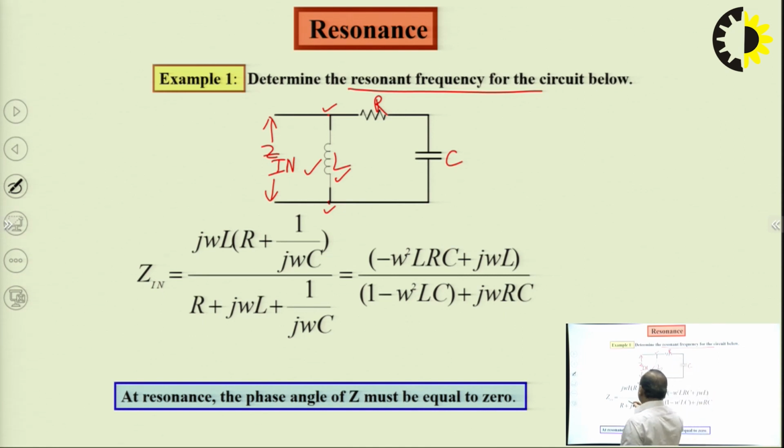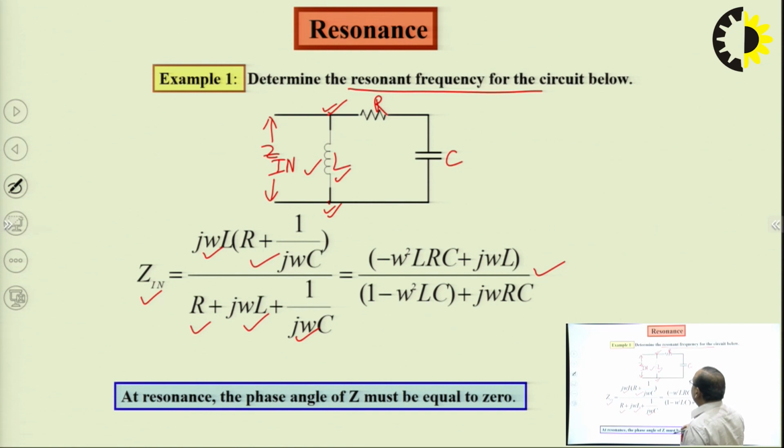So, we can write Zn equal to j omega L into R plus 1 by j omega C, divided by R plus j omega L plus 1 upon j omega C. Since R plus 1 upon j omega C is the impedance of the RC series branch and j omega L is the inductive reactance of L, when they are in parallel across this point and this point, this becomes Zn. On simplification, it comes out in this form.